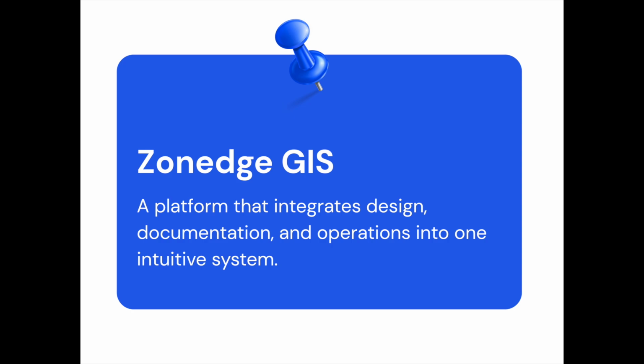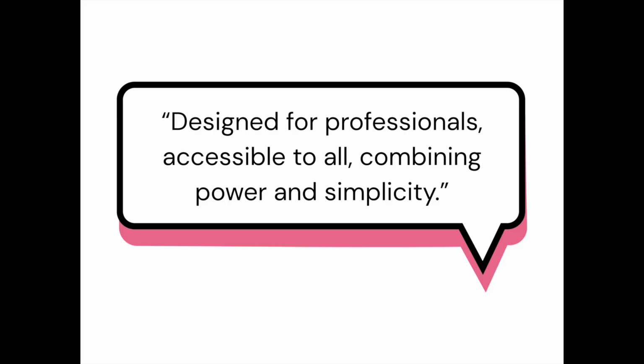At its core, Zonedge GIS is a platform that brings together the three essential pillars of network management. That's design, documentation, and day-to-day operations, all into one intuitive system. It's really all about making that complexity simple. And I think their philosophy here is key. Designed for professionals, accessible to all. What that really means is it has all the deep technical power a network engineer needs, but it's also simple enough for a field tech or a contractor to use without breaking anything. That balance between power and simplicity, that's what really sets it apart.